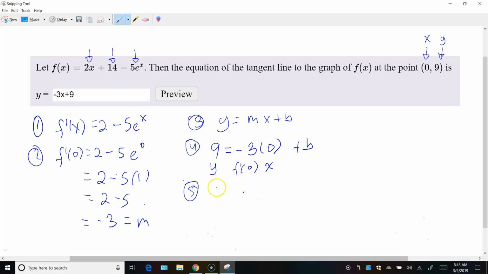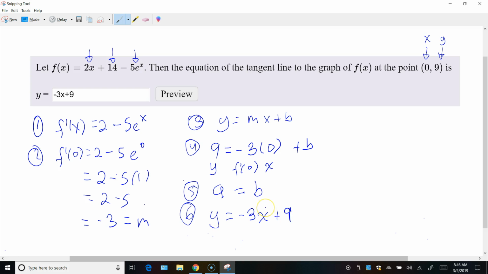So you end up with 9 equals negative 3 times 0, which goes away, and you end up with just b as the value of 9 here. Then you assemble the pieces together, and you end up with y equals m, again negative 3, the value of the derivative at 0, times x as the variable, and then b is 9. So you put plus 9.